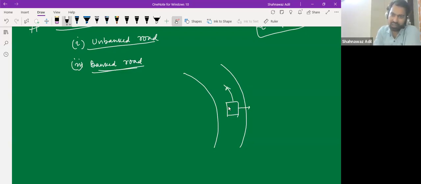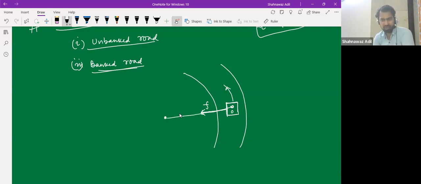But what force is acting on this object, which is helping this object not to slip? There must be some force which is acting in this direction, and that force we called the frictional force, because these tires are experiencing some friction in this direction. That's why they are not moving in this direction. And we said that this is acting towards the center, right?